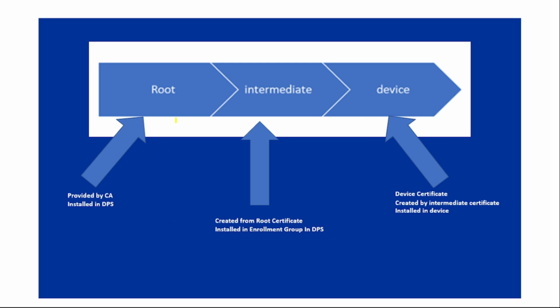So basically, we will have this root certificate which we will install in DPS. Ideally, it will be provided by a CA, that is, a Certificate Issuing Authority. But this is just for demo, so we ourselves will be creating this root certificate. Then we will have this intermediate certificate created from this root certificate and it will be uploaded in the enrollment group. And finally, we have this device and we will create a device certificate from the intermediate certificate and it will be installed in the device.